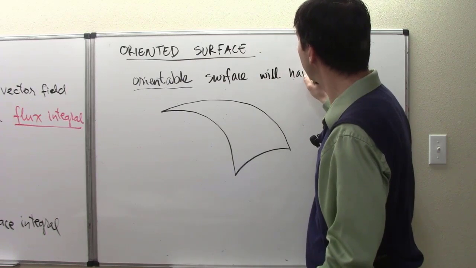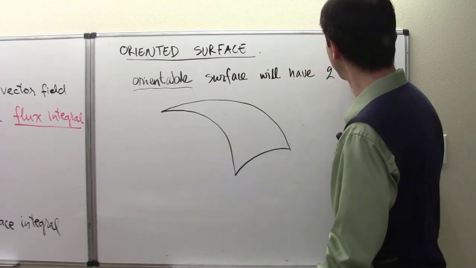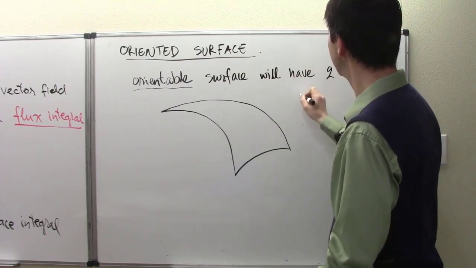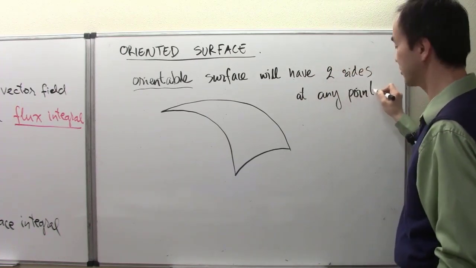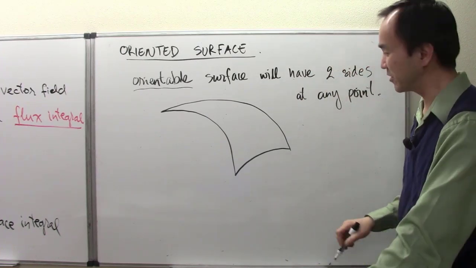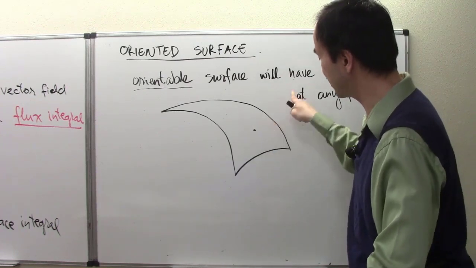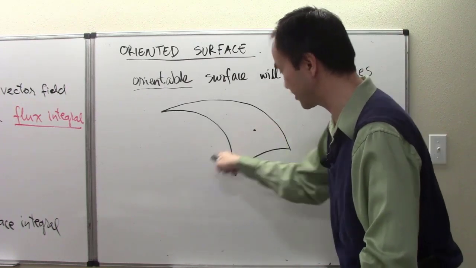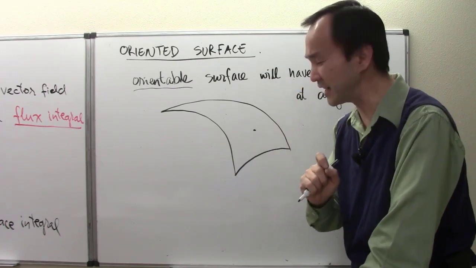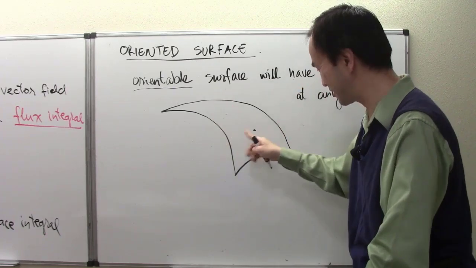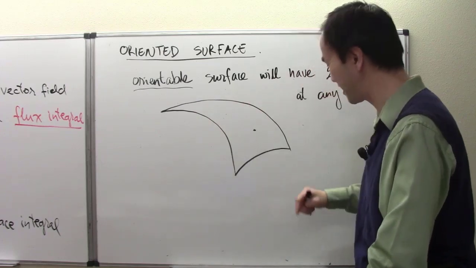We have two sides at any point on the surface. Pick that point right here. There's a side, and at that same point there's a side pointing out. But then, how exactly do we categorize the sides, and which side is which?